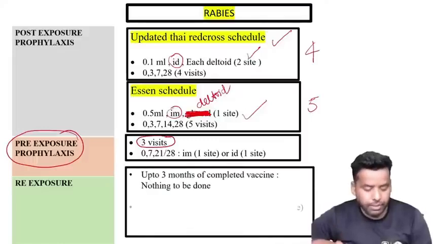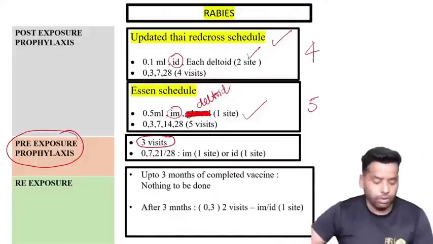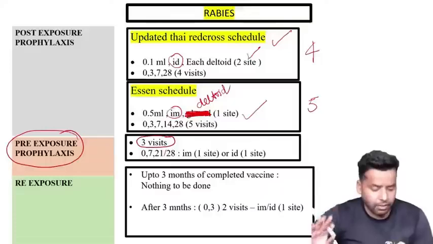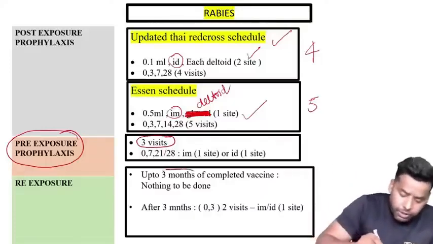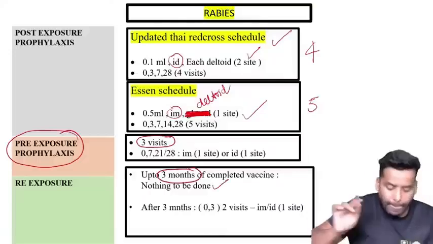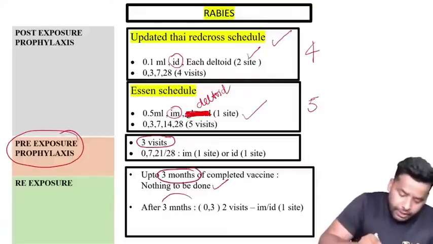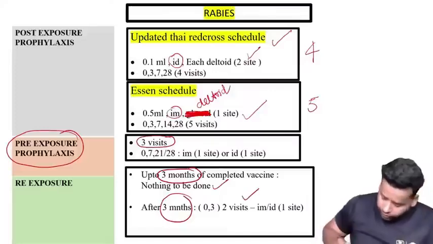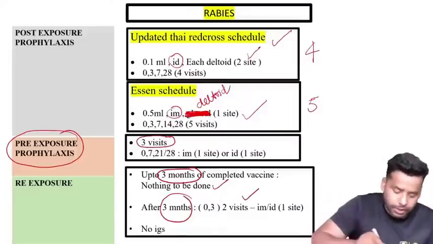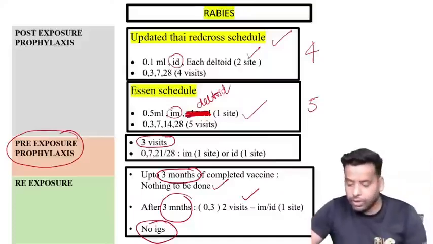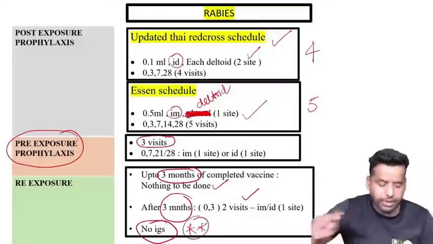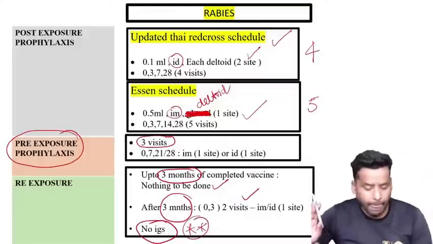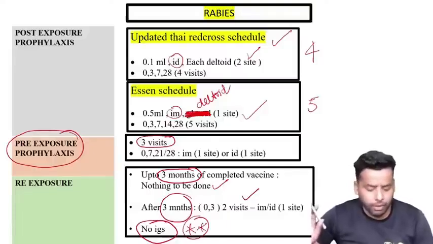Re-exposure. If the dog is biting again and again, you should know the reason first, but still I am asking the question now. If the bite was within 3 months, nothing to be done. If the bite is after 3 months, 2 visits without immunoglobulins. Keep this in mind. Immunoglobulins should not be used if the bite is the second time after 3 months.